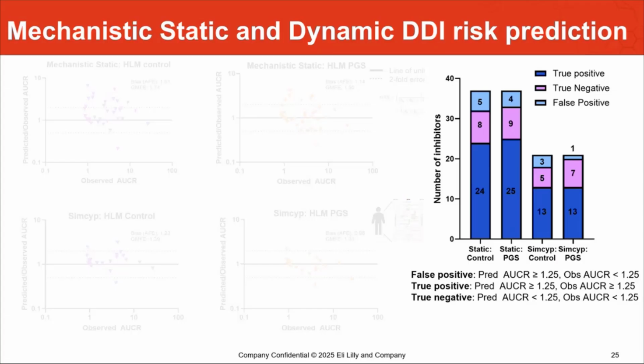Now, in the cases of true negatives, where we would predict an AUC ratio lower than 1.25 and the observed interaction is lower than 1.25 as well, we actually are capturing more of those cases with the data generated in the presence of progesterone, meaning that we're categorizing them as not a risk, whereas in the original models, they would have been categorized as a risk.